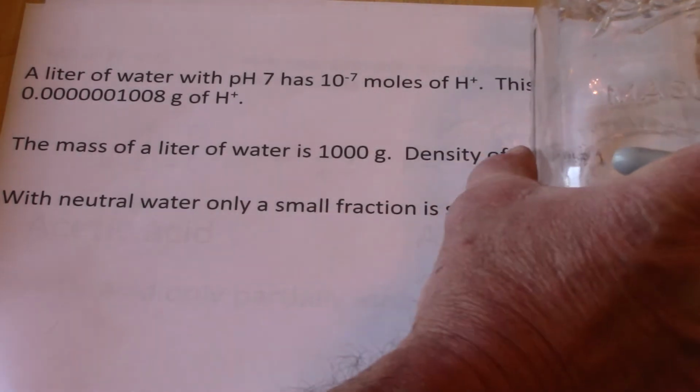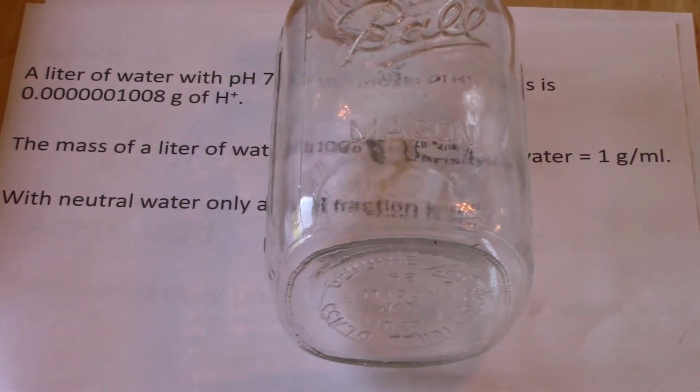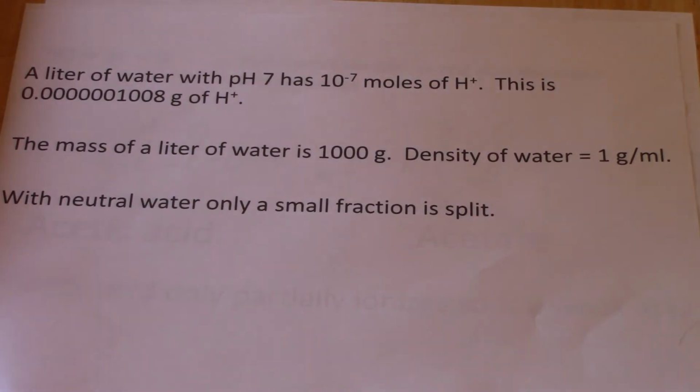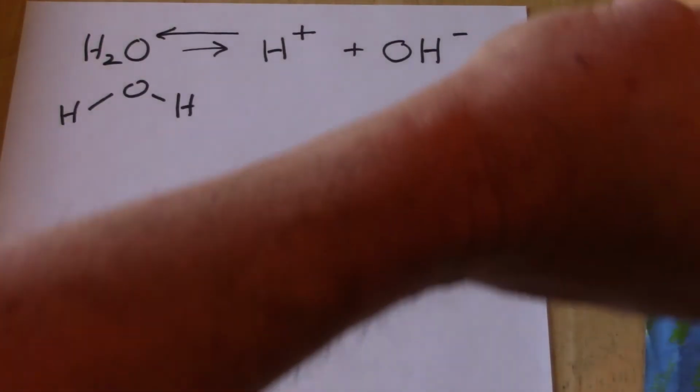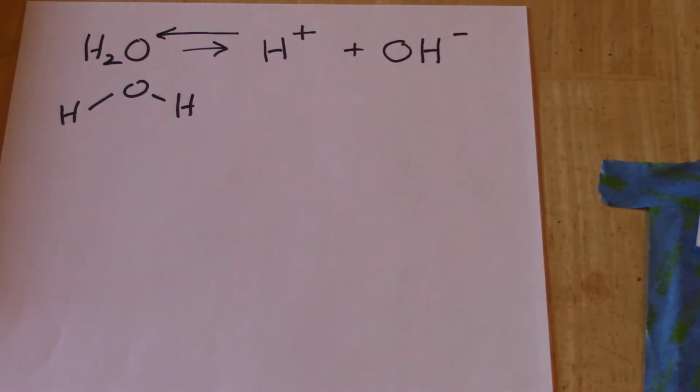So it's a small amount of water that is split into parts. And the only reason I know exactly how much hydrogen there would be is because we figured it out in chemistry a couple years ago. But the most important part is a tiny bit is split into separate ions.